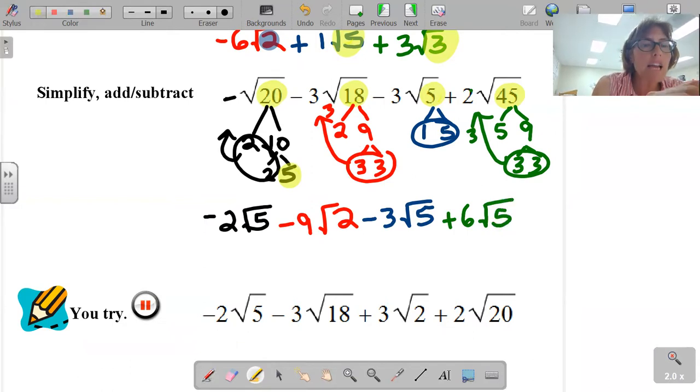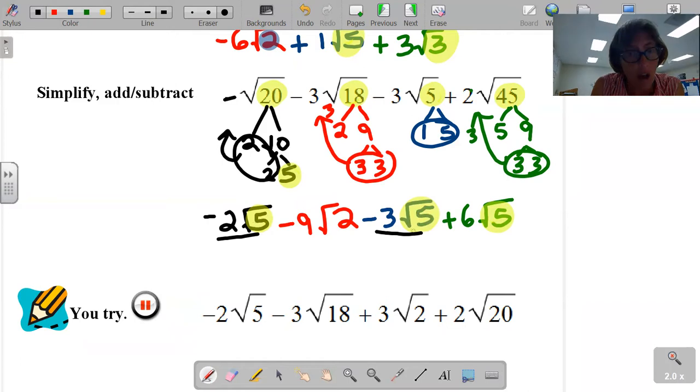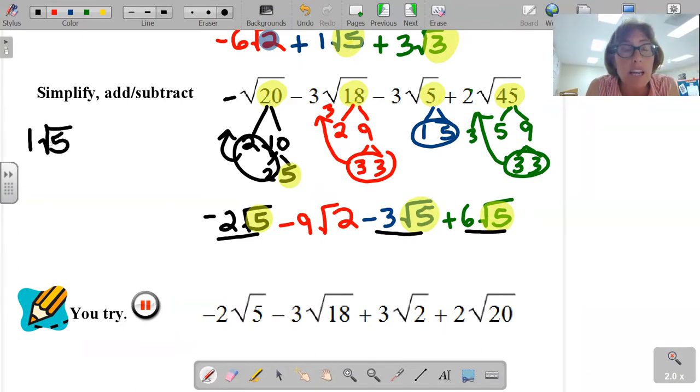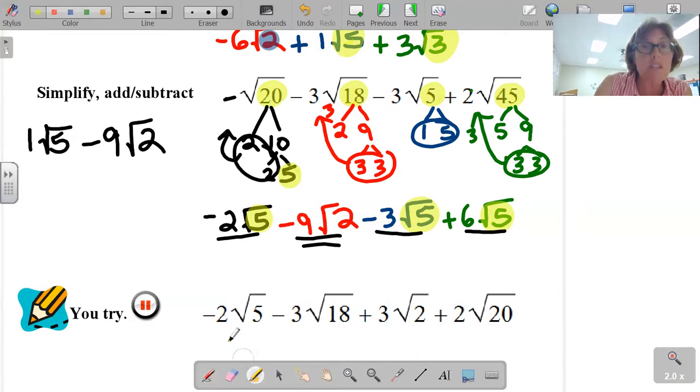Now we collect like terms. Look very carefully. Root 5, root 5, root 5. Aha! There are like terms. Now we collect. -2 root 5 minus 3 root 5. That's -5 root 5 plus 6 is going to end up being 1 root 5 because that was -5 plus 6. Minus 9 root 2, and that is as far as you can go.